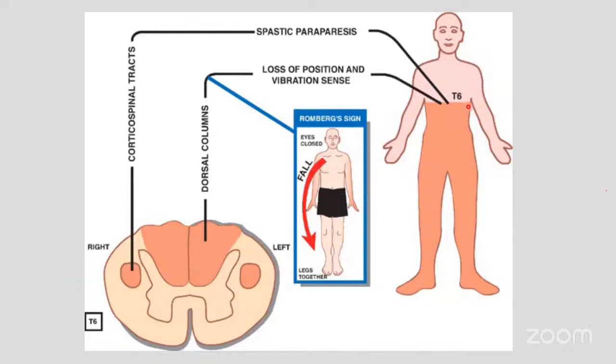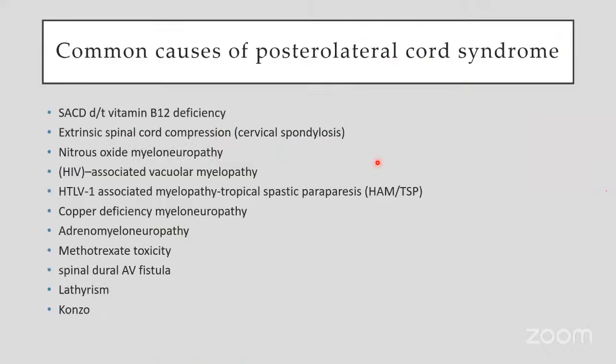Below the level of the lesion, the patient will have spastic paraparesis, loss of position and vibration sense, and clinical signs of sensory ataxia, that is Romberg sign. Common causes are SACD, extrinsic spinal cord compression, nitrous oxide myelopathy, copper deficiency, HIV-associated vacuolar myelopathy, HTLV-associated tropical spastic paraparesis, adrenomyeloneuropathy, methotrexate toxicity, spinal epidural fistula, lathyrism, and konzo.